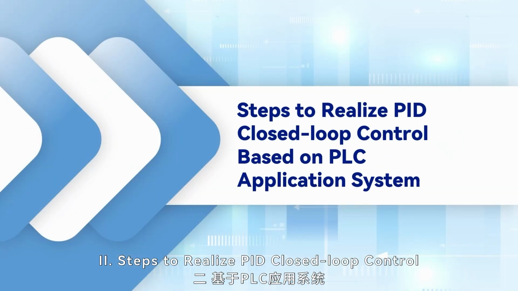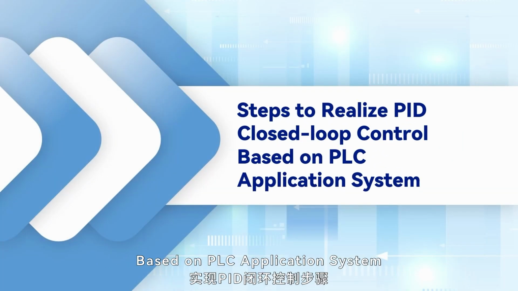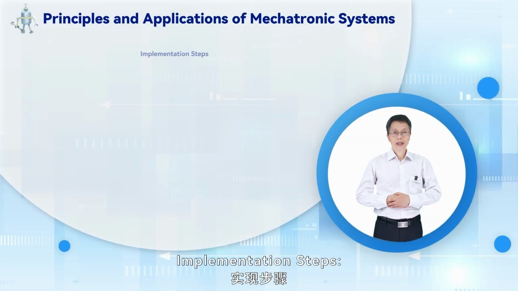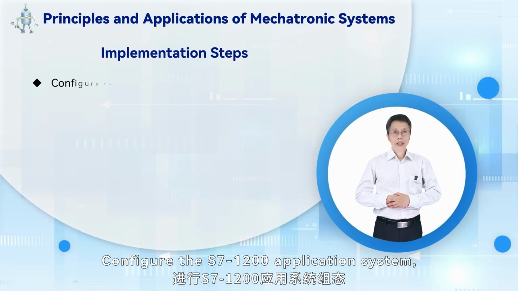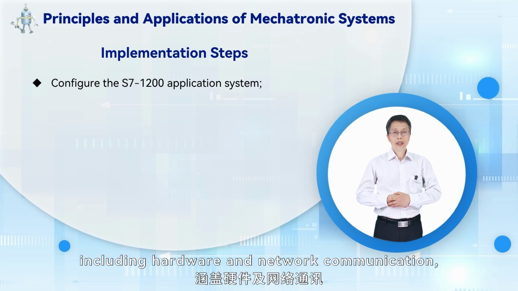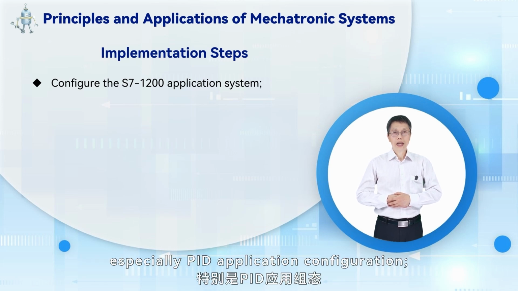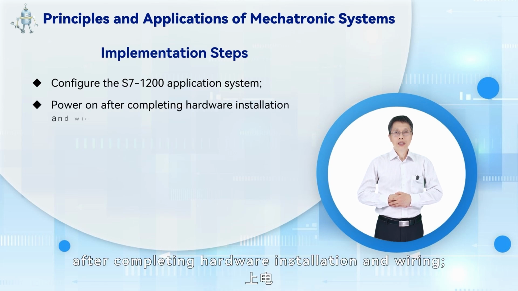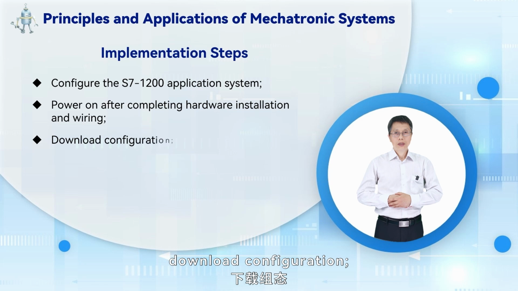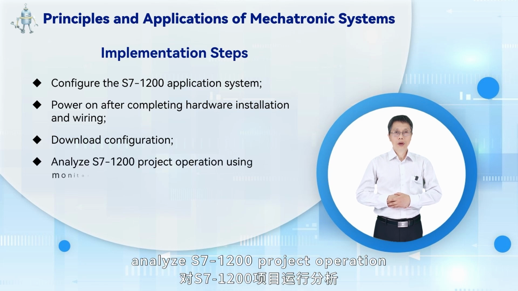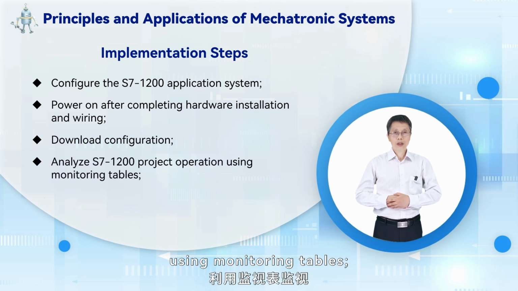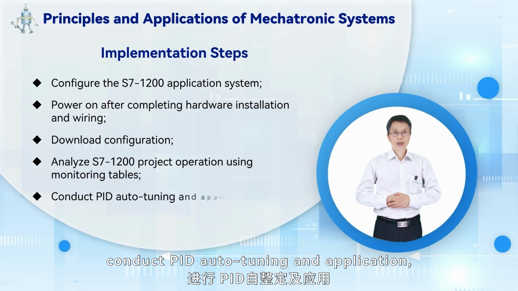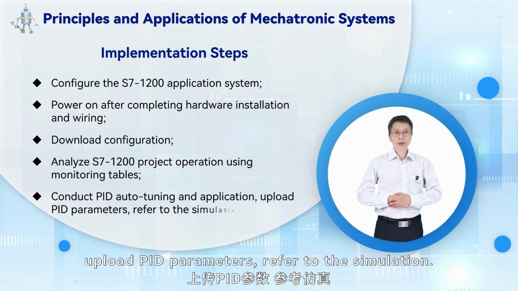2. Steps to realize PID closed-loop control based on PLC application system. Implementation steps. Configure the S7-1200 application system, including hardware and network communication, especially PID application configuration. Power on after completing hardware installation and wiring. Download configuration. Analyze S7-1200 project operation using monitoring tables. Conduct PID auto-tuning and application. Upload PID parameters. Refer to the simulation.